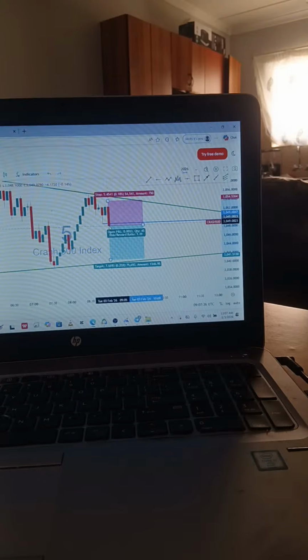Price will move down here, and it will move fast. I like how Crash 500, Crash 600, Crash 300 spike. Unlike Crash 1000, it takes time. But when it spikes, the movements will be very big.